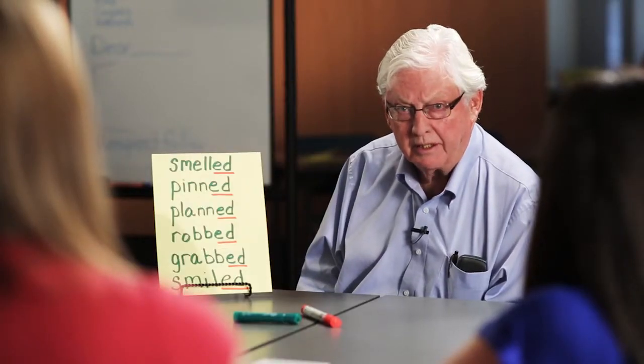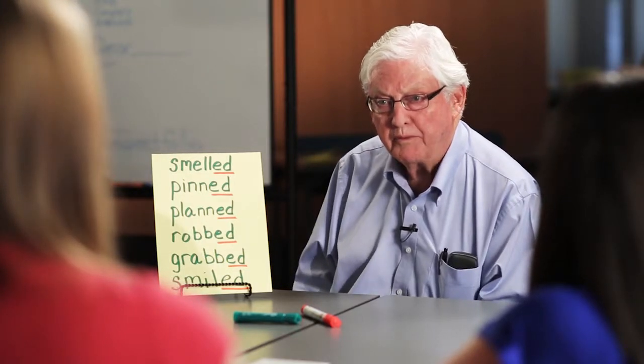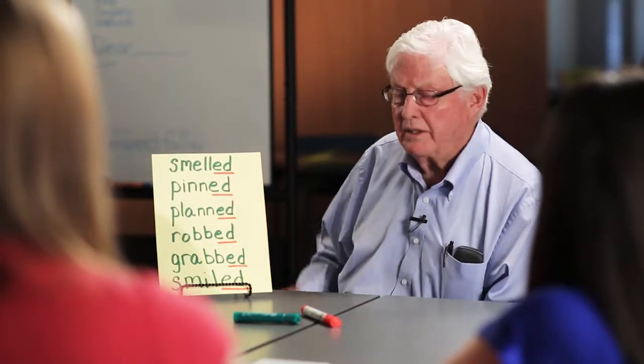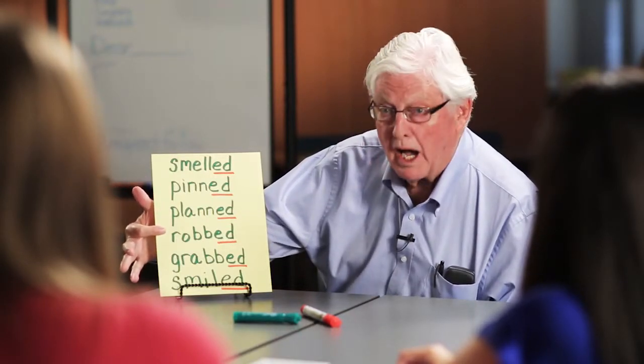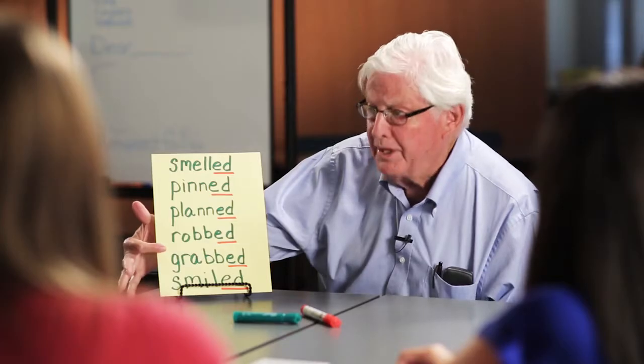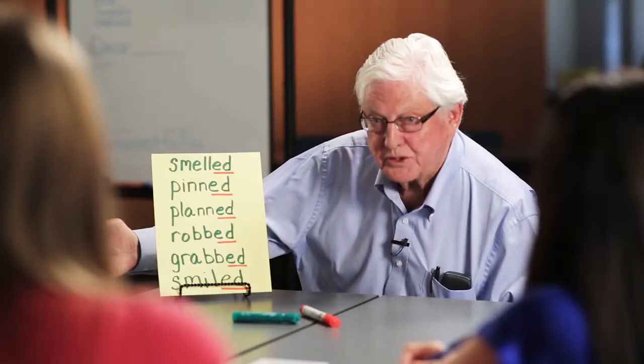Another small group may need intensive decoding and spelling instruction. Okay, so all the words that we have spelled have a suffix ed at the end, and the ed is pronounced d. Can we all say d? D. Okay, now let's read the spelled words. Smelled, pinned, planned, robbed, grabbed, smiled. Now, can you say them all together? Smelled, pinned, planned, robbed, grabbed, smiled. That's terrific. Thank you.